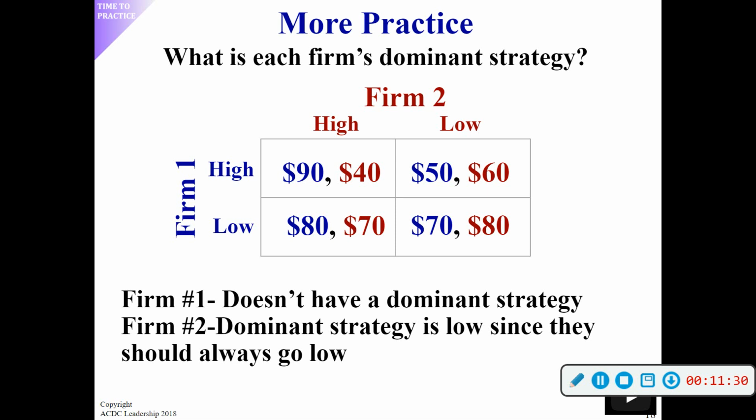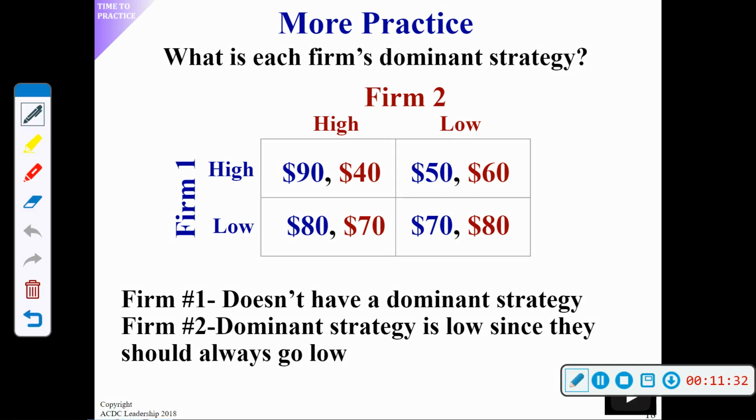So let's run through one more, just as practice. So start here. Firm 1, if they price high, firm 2 has two decisions. High for 40, low for 60. What are they going to do? 60. There we go. So they're going to price low for 60. If firm 1 prices low, firm 2 has two choices. High for 70, low for 80. What are they going to do? 80. There you go. So firm 2 has a dominant strategy to price low.